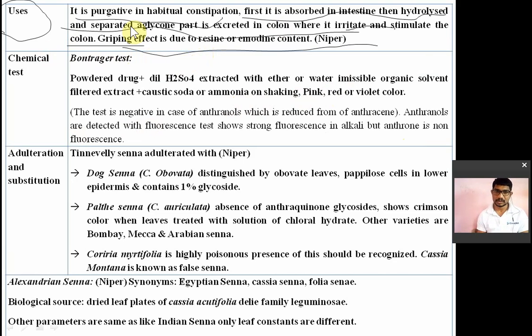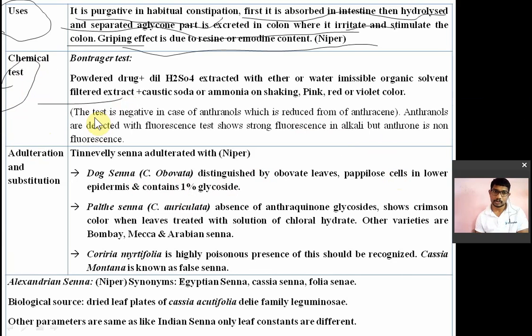So the griping effect is due to the resin content found in the senna, that is emodin resin or emodin content. We have seen its chemical test, that is nothing but the Borntrager's test. You have to take the drug, hydrolyze with HCl, then add a water immiscible or organic solvent like ether, benzene or chloroform, and soda or ammonia. The ammoniacal layer will show pink color. That is nothing but the presence of anthraquinone glycoside.